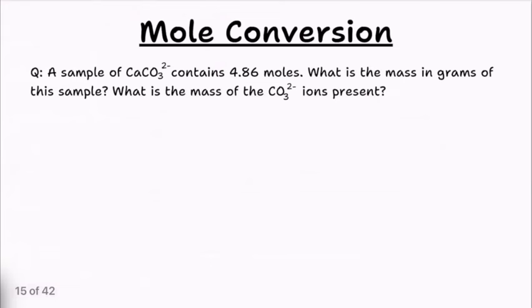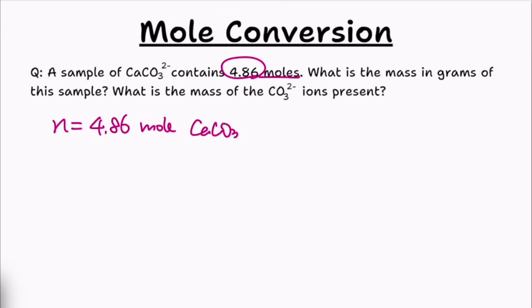The next question: a sample of calcium carbonate contains 4.86 moles, so it's given the number of moles. What is the mass in grams of this sample? The number of moles is given, and it's asking me to find the mass. Again, I'm going to use the formula: mass is equal to the number of moles multiplied by the molar mass. Then it will be 4.86 mole multiplied by the molar mass.